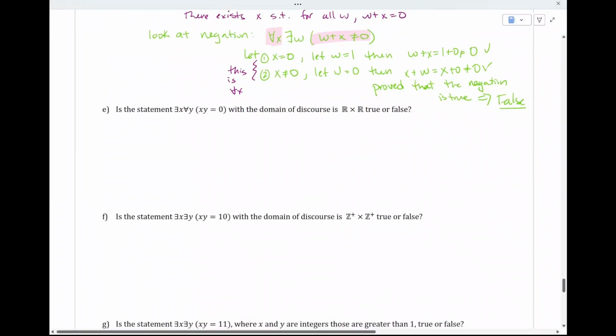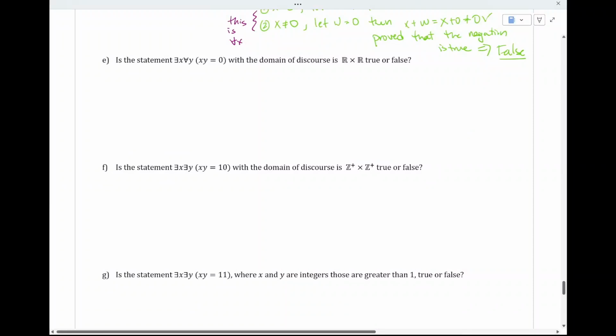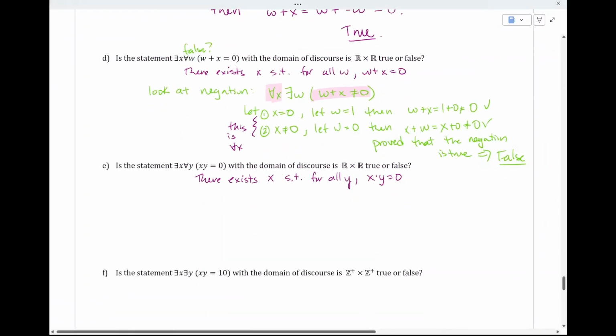Let's look at 3e. Is the statement, there exists an x such that for all y, x times y is 0, true? My domain of discourse is still R squared. We kind of tried to do this last time. Basically, what we tried to prove last time is that no matter what y is, we can always add something to it to get 0.